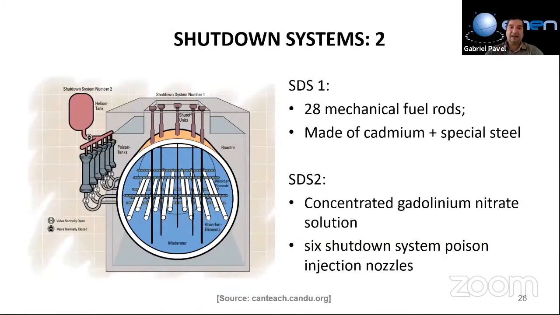Okay, and now I'm reaching the last slide of my presentation, the shutdown systems. As I said at the beginning, there are two conceptually different shutdown systems. One is represented by 28 mechanical rods made of cadmium, a very powerful neutron absorber, which are hanging outside the reactor. They are held by a closed system which is continuously powered up. In case of emergency, these claws are automatically released because of lack of electricity.